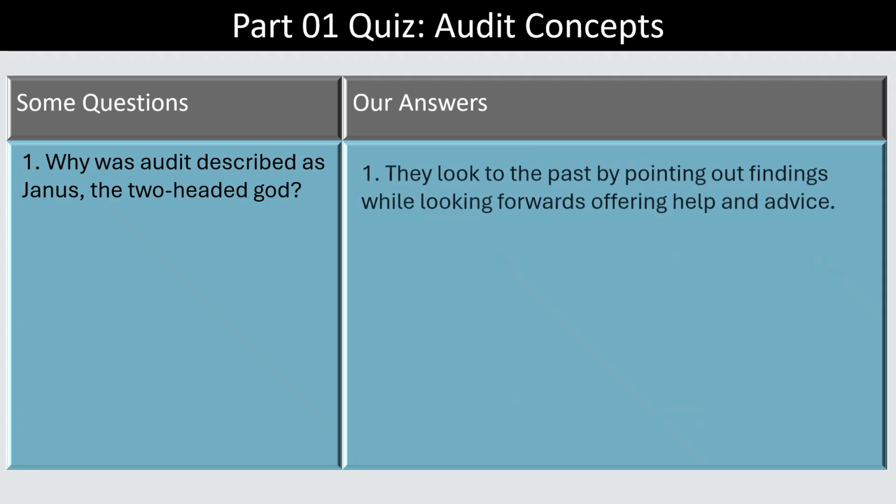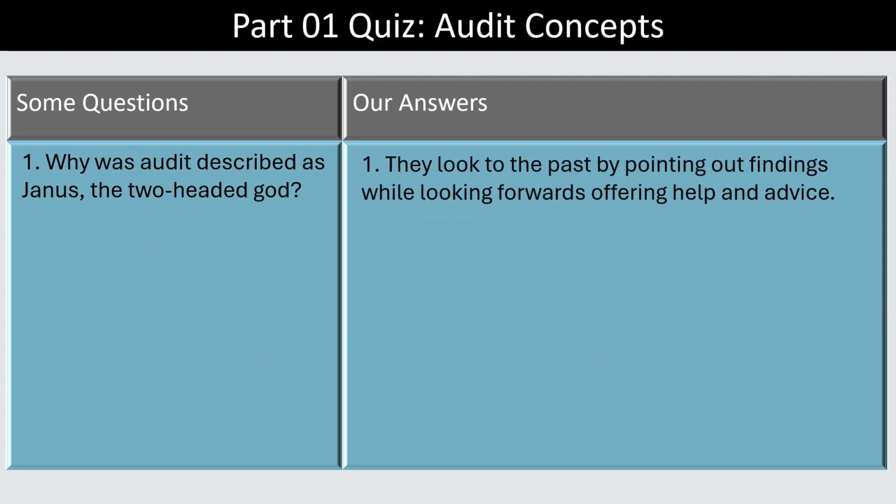The late Professor Gerald Vinton used to talk about Janus, the two-headed mythological Roman god, which he argued could easily apply to the audit role. Someone who looks to the past by pointing out findings from an audit, while also looking towards the future by offering help and advice.